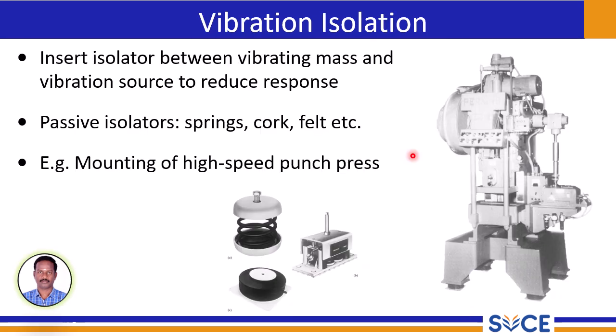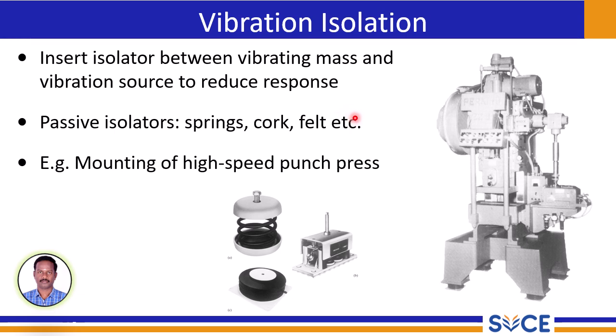Let's move on to our third method for controlling the vibration, that is vibration isolation. Unlike damping, which dissipates vibration energy, vibration isolation aims to prevent or minimize the transmission of vibration from a source to a sensitive receiver or the surrounding environment. The fundamental principle of vibration isolation is to insert an isolator between the vibrating mass and the source. The goal is to reduce the response of the protected system to the forces generated by the vibrating source.